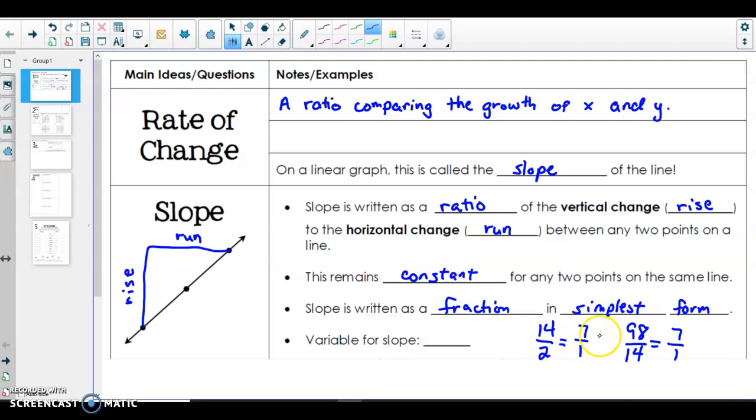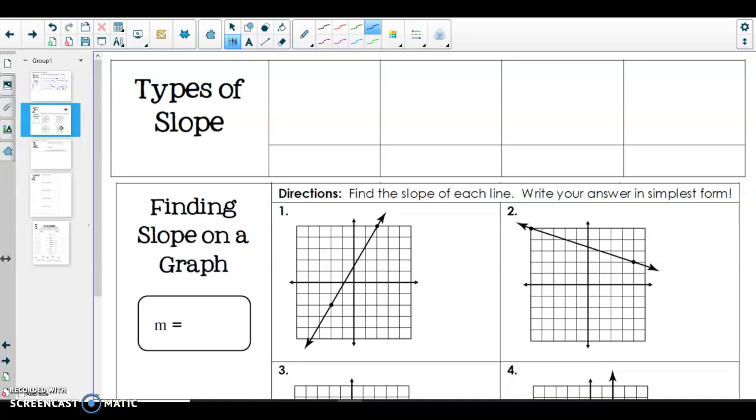So anyway, we're going to be doing some reducing here. Our variable for slope is going to be m. That's what the world uses. It makes so much sense that m is going to stand for slope because... Next slide. Cool. Types of slope.